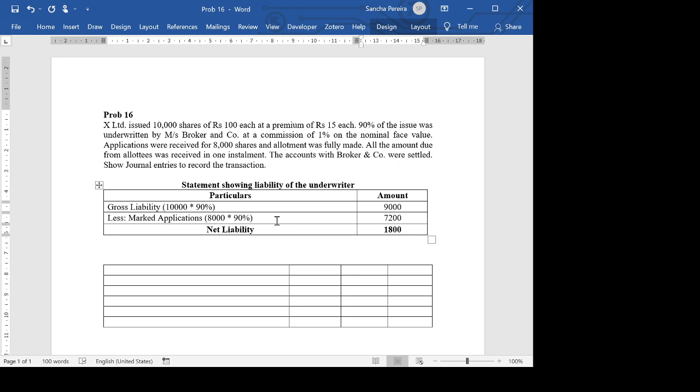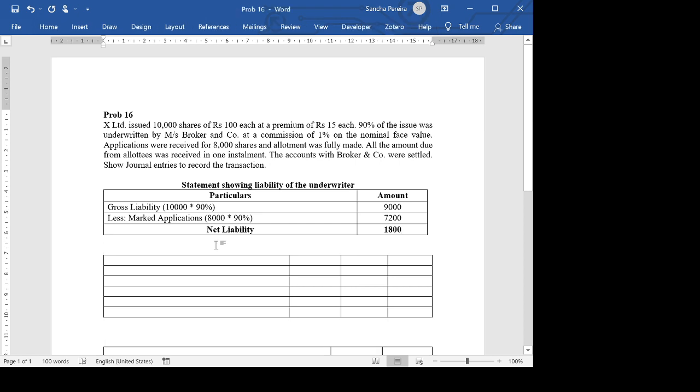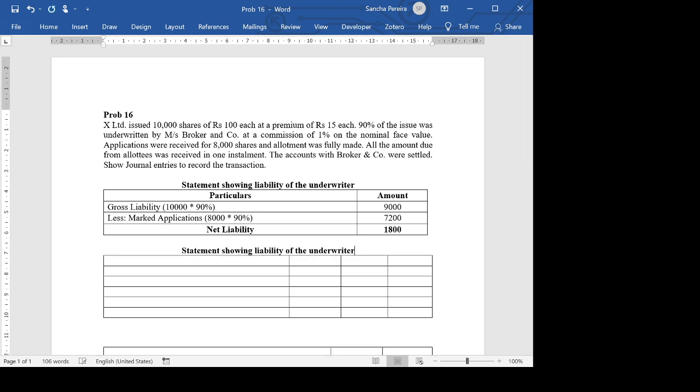Okay. Now there's also commission that is payable. The underwriter has to pay an amount on these shares which have to be taken up. Okay, so we'll just do that. The other statement that we normally do: statement showing amount due to/due from underwriters. Just one column.